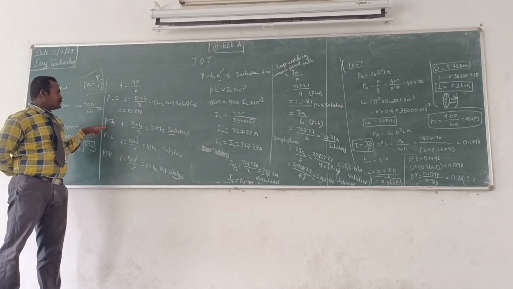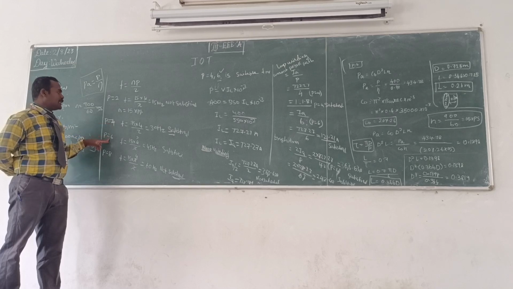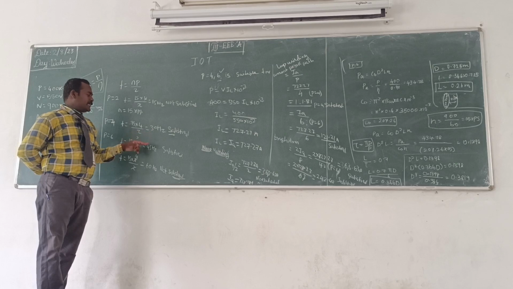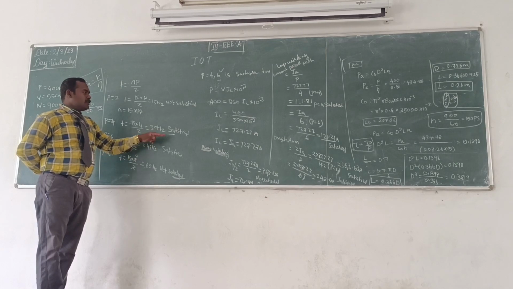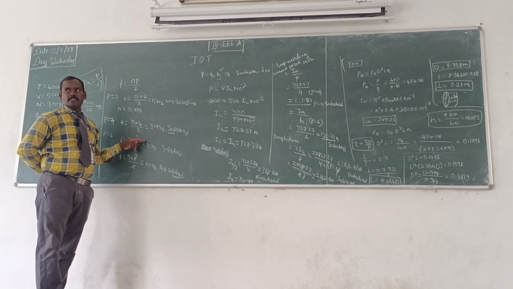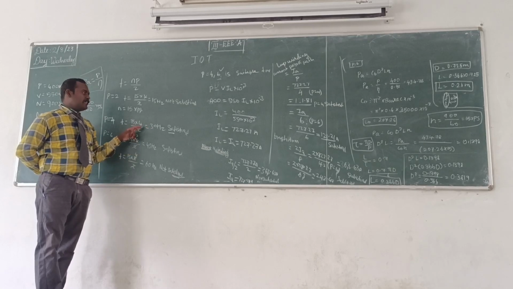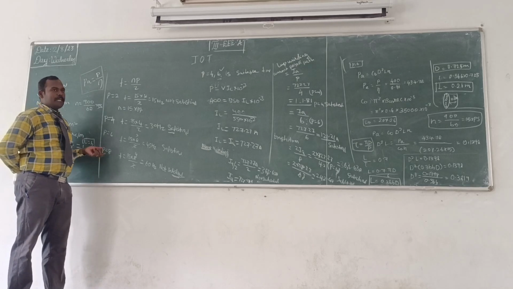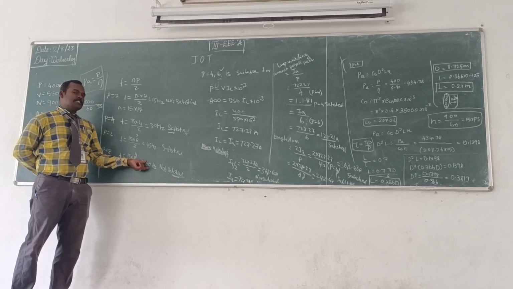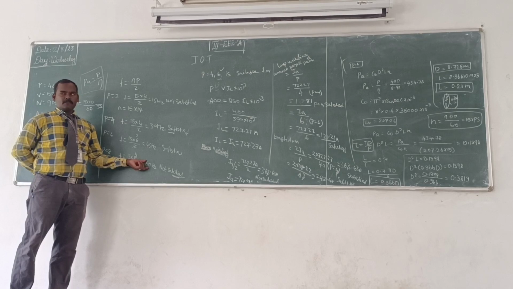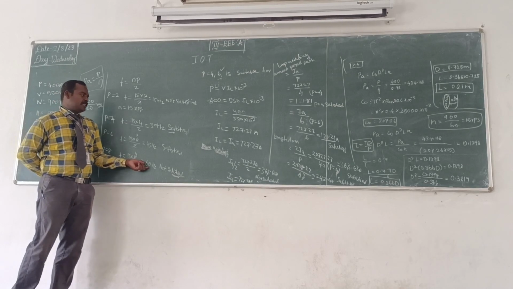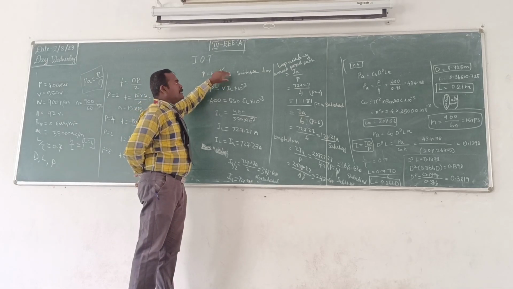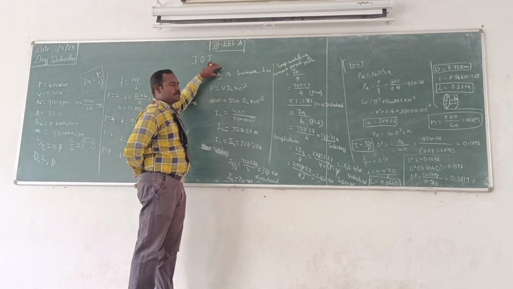Next, if you select 4 and 6 poles, the frequencies are 30 hertz and 45 hertz respectively. So 4 and 6 poles satisfy the condition, and you can select either 4 or 6. Suppose you assume 8 poles, the frequency is 60 hertz, which does not satisfy the condition. So only 4 and 6 poles are most suitable for this machine.